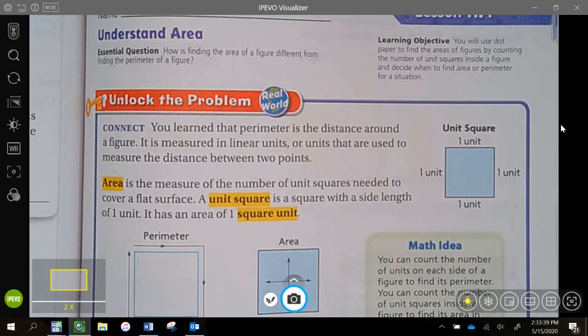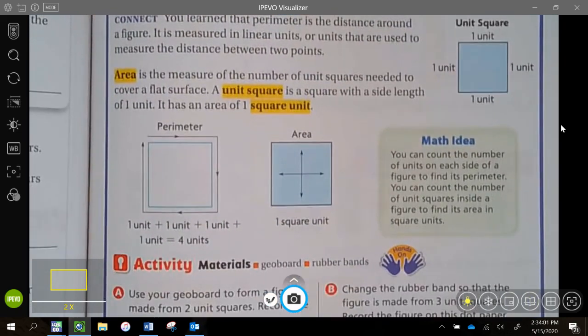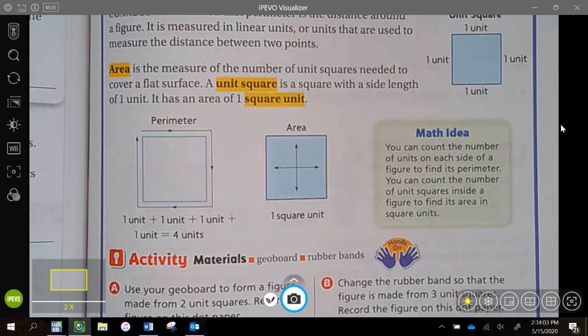All right, we're ready for our next lesson, and we're going to be moving on into understanding area. So you've learned that perimeter is the distance around a figure. It's measured in linear units, or just units that are used to measure the distance between 2 points, okay? So area is a little different. Area is the measure of the number of unit squares needed to cover a flat surface.